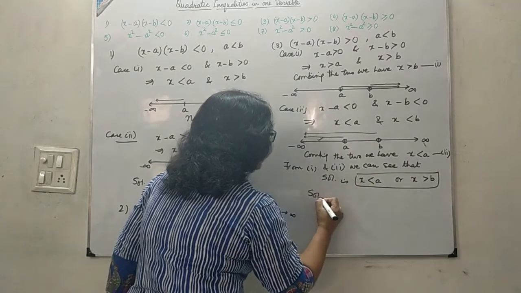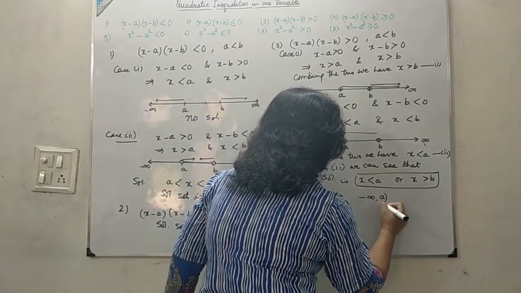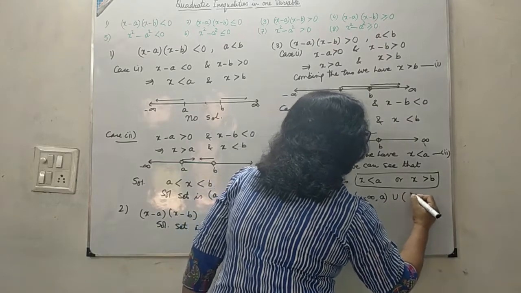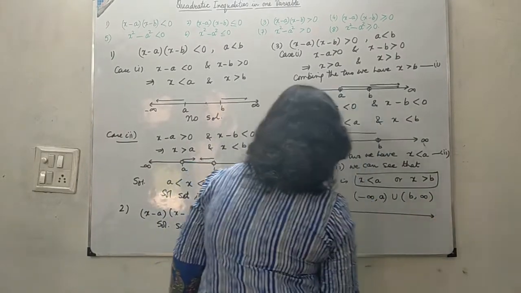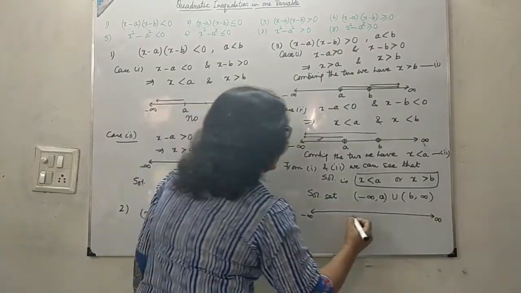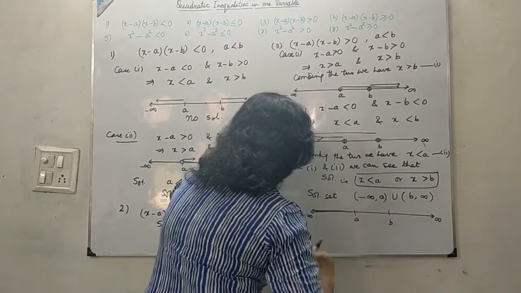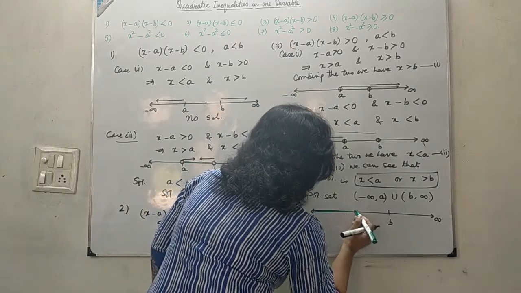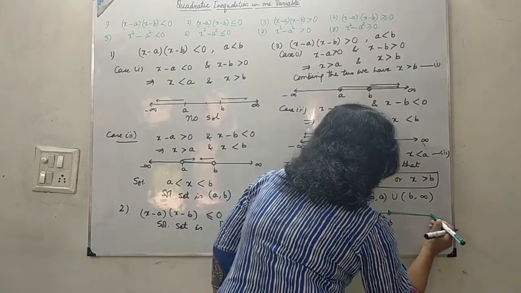That means the solution set in interval form can be written as minus infinity to a union b to infinity. And on number 9 you can see the solution on the graph. We have this is a, this is b, less than a this part, and this is open and b is this one.